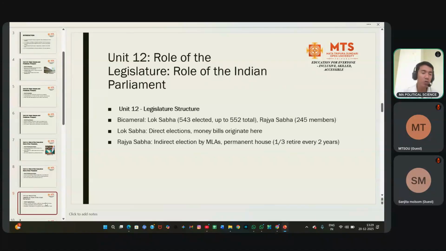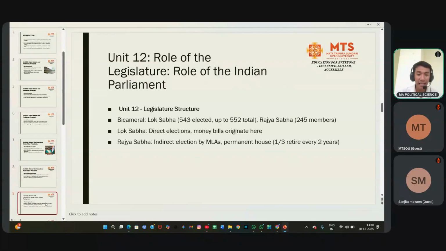543 are elected and the total can go up to 552 in the Lok Sabha. Lok Sabha is direct election. Lok Sabha means those who are elected directly by the people. The people give their vote. But Rajya Sabha is indirect election by MLAs. Okay, permanent house. Lok Sabha is dissolved every 5 years, and after 5 years it forms a new government, but Rajya Sabha is permanent. But 1/3 of the members retire every 2 years. Every 2 years, if it is 1/3, around 30 people retire. So there is just a rule and it keeps on going.